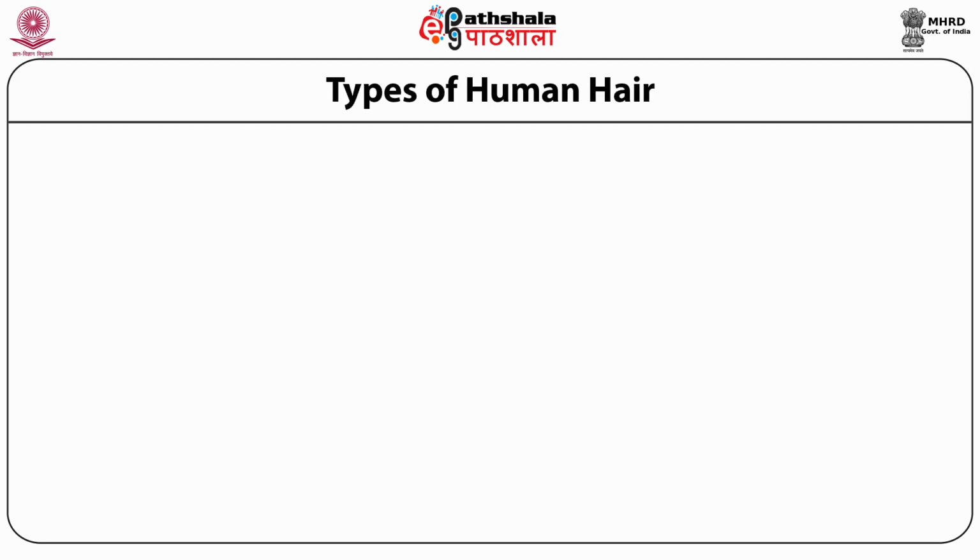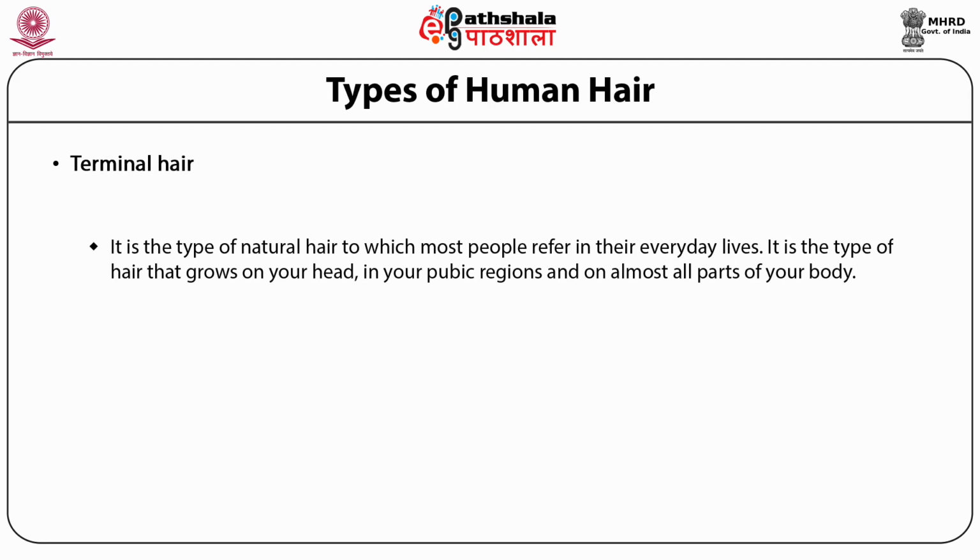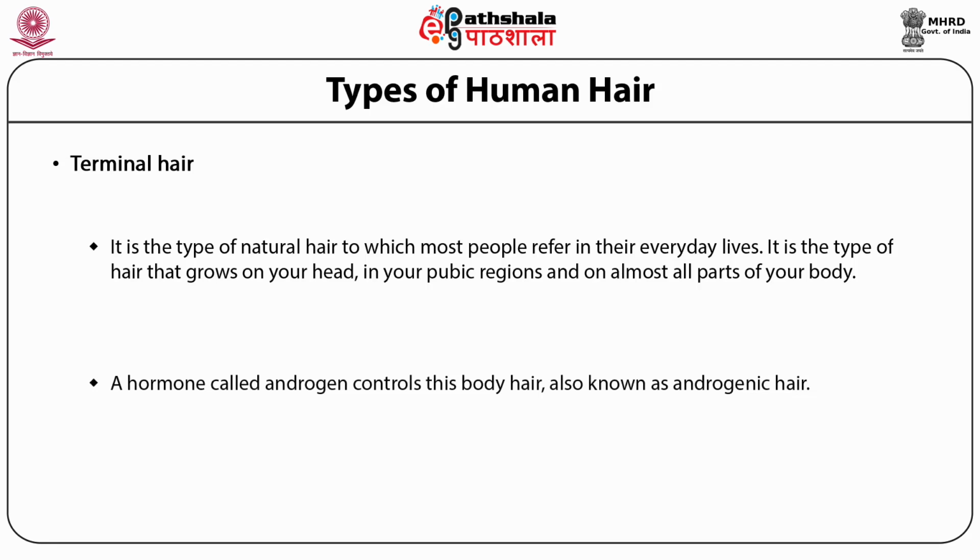Lastly, the fourth is terminal hair. It is the type of natural hair to which most people refer in their everyday lives. It is the type of hair that grows on your head, in your pubic regions, and on almost all parts of your body. A hormone called androgen controls this body hair, also known as androgenic hair.